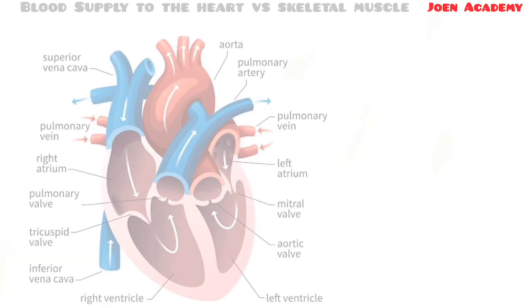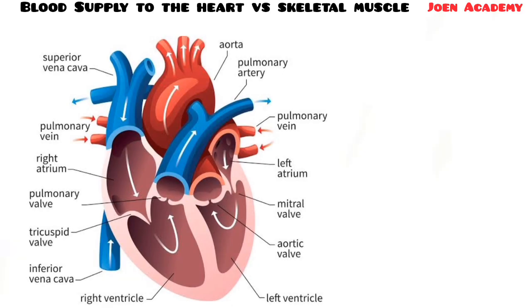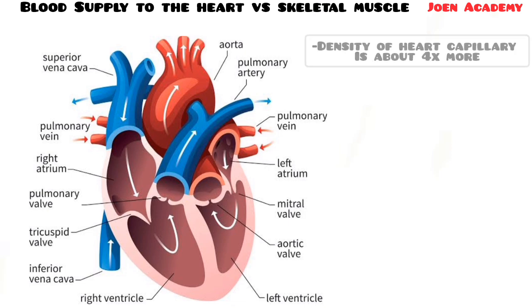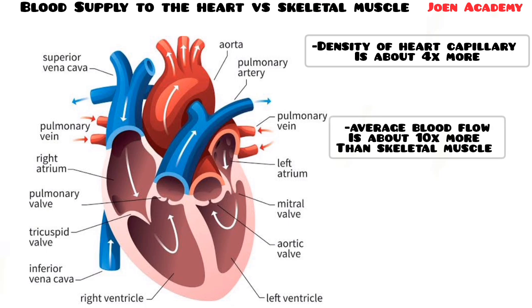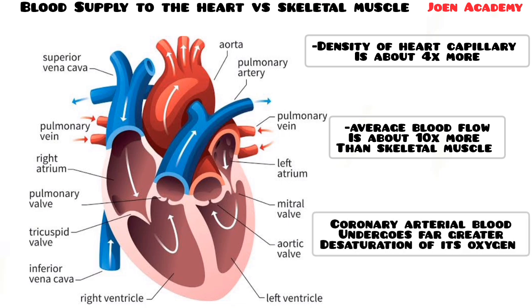Let us make a little comparison between the blood supply to the heart and that of the skeletal muscle. Comparing the density of the capillaries of the myocardium to that of the skeletal muscle, it is about 4 times that of the skeletal muscle. Also, average blood flow per gram of the tissue is 10 to 20 times more than that of the skeletal muscle. Coronary arterial blood undergoes far greater desaturation of its oxygen content than the arterial blood supply of the skeletal muscle.